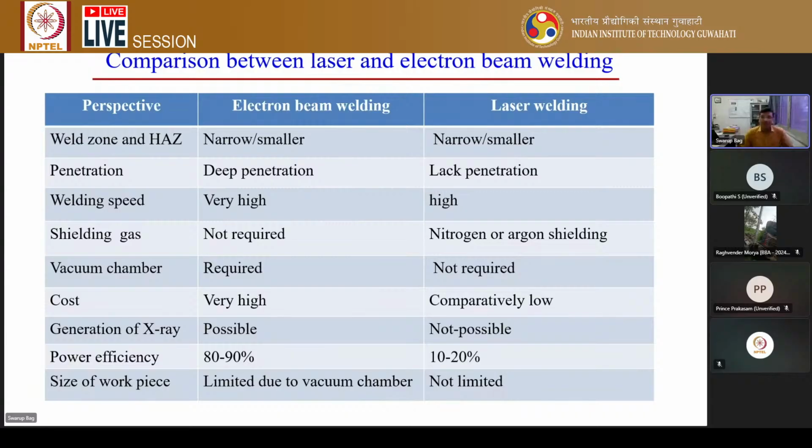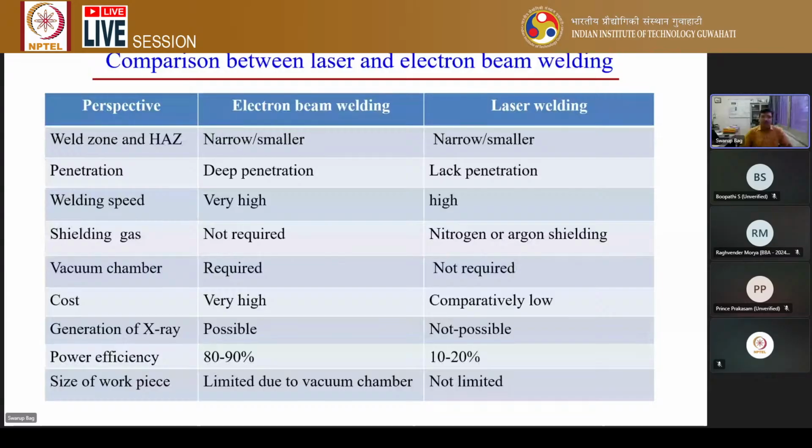Generation of X-ray: because of the secondary scattering of the electron, it can produce X-ray. So that is one of the disadvantages. There might be a possibility of X-ray generation in the electron beam welding process, but that is not possible in case of the laser system. Power efficiency is 80 to 90% for electron beam, but laser welding efficiency can be 10 to 20%.